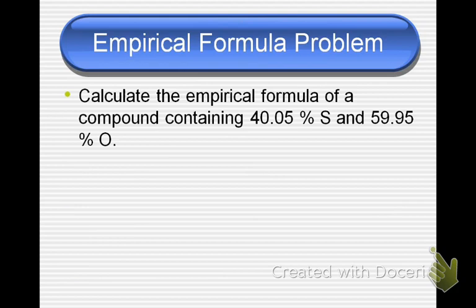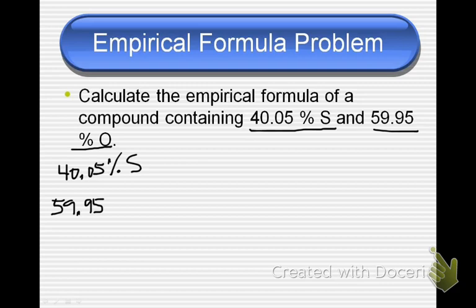This is so exciting. So we're going to calculate the empirical formula for a compound containing 40.05% sulfur and 59.95% oxygen. So a scientist in a laboratory somewhere found out these percents of the different compositions. So step number 1 was to list our givens, and our givens in this case are 40.05% sulfur and 59.95% oxygen. So there's our percent composition. We're going to use that then to find the molecular or the empirical formula.